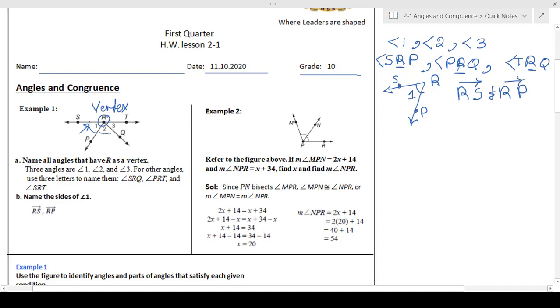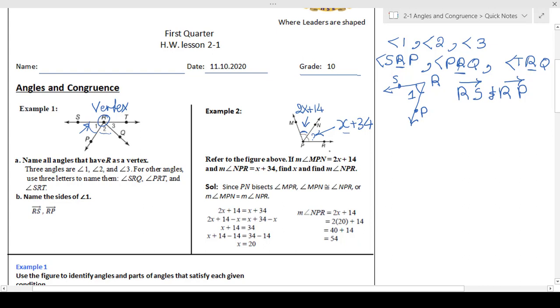The second example, refer to the figure above. If the measure of angle MPN is 2x plus 14, we try to put our information in the figure. This is 2x plus 14. And the measure of NPR, which is this angle, is x plus 34. Find x and find the measure of NPR. And he wants the value of x.